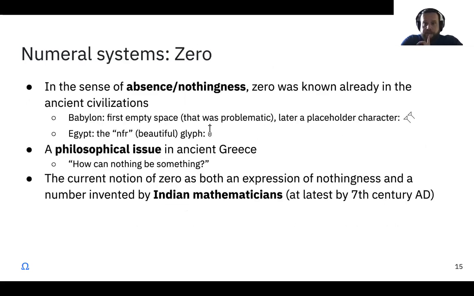And an interesting topic is the concept of zero, for which there was not a convincing explanation up until surprisingly recently. Because zero was obviously known in the sense of absence or nothingness in the ancient civilizations. They even had symbols for it. So both the Babylonian and the Egyptian numeral systems we have discussed previously do have a glyph for zero, or absence, nothingness. In ancient Greece, though, it was not a number.